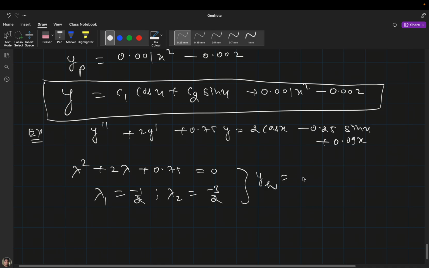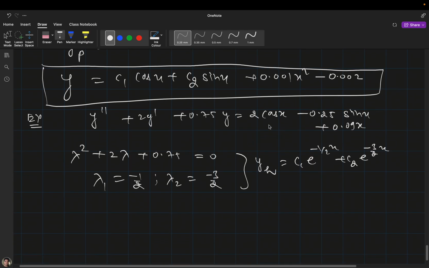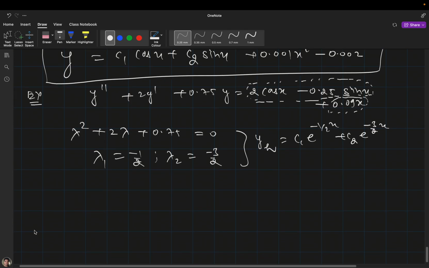That is c1 e raised to the power minus 1 by 2 x plus c2 e raised to the power minus 3 by 2 x. But this is not over, because this is the solution for the homogeneous part. Now you can see that in the non-homogeneity there are two forms. This is one form, okay, and this is another form. So we will solve this problem by fragmenting these two separately. So suppose I will solve for the first non-homogeneous part. I will assume, you can see that this is the form of this.